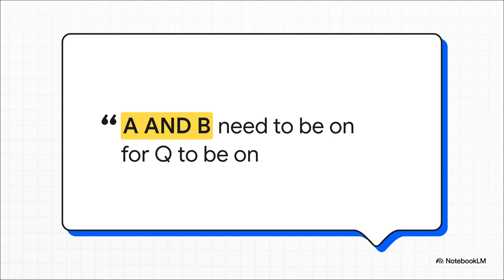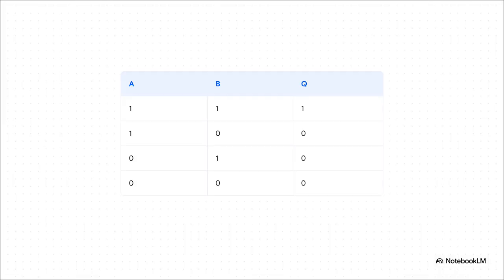Now the thing about the AND gate is that it's very strict. It's an all-or-nothing kind of gate. For it to give you a 1 on the output, input A and input B have to both be 1. If even one of them is a 0, the output is going to be 0. And you can see this perfectly in its truth table. This table just lists every possible thing that can happen. Look down the output column, Q. You can see it's 0, 0, 0, and then finally a 1 on the very last row. And that's because it's the only time when both A and B are 1.